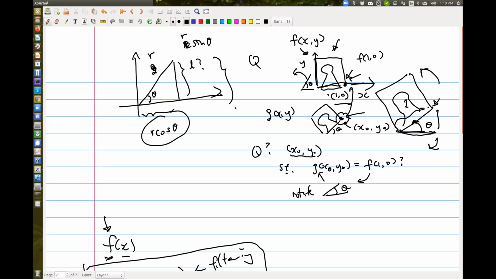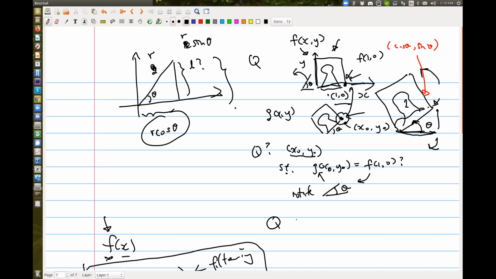And along this y-axis is sine theta, right? So therefore, the coordinate here will be just cosine theta and sine theta, right? Okay, let's do another question in a similar manner.